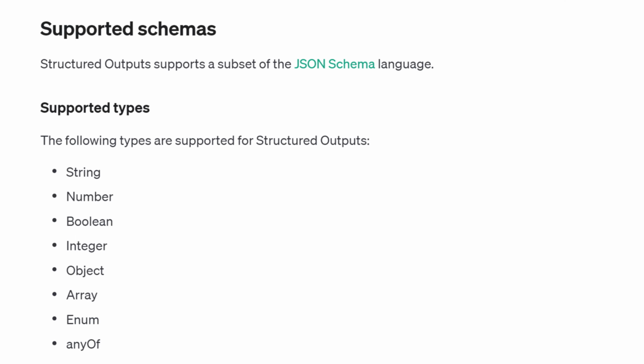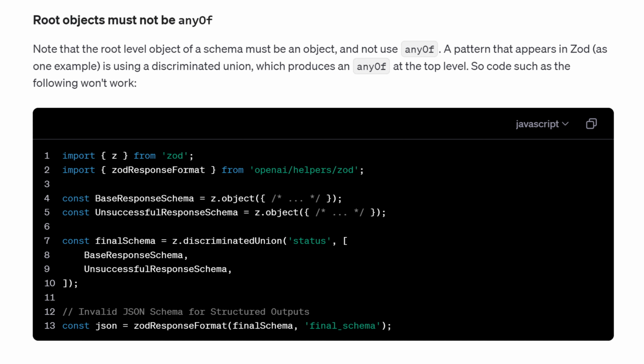Now let's talk about the supported schemas. Structured Output supports a subset of JSON schema language. The following types are supported for structured outputs: string, number, boolean, integer, object, array, enum, and any of. The key rules are: root object of your schema must always be an object. No any of should be there at the top level.